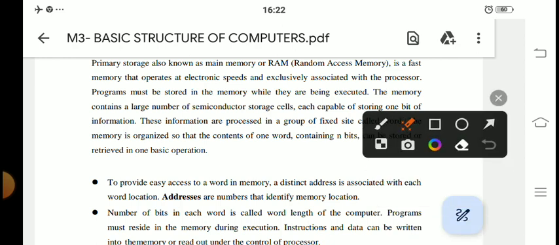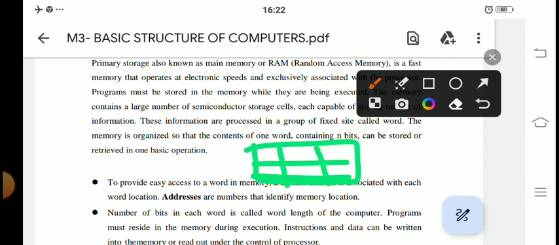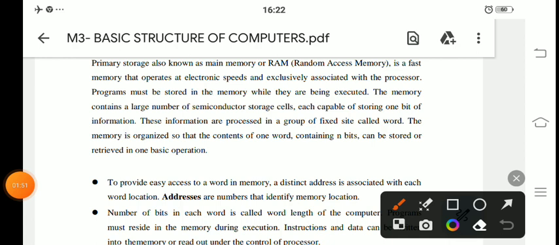Next we will take the concept of address. Addresses are the numbers which are given to the memory locations to identify them. Let us consider this is our memory block. To identify the first block, some number has been assigned to it. To identify the second block, some number is associated with it. Those numbers which represent the first block, second block, third block and so on in a memory are called an address. Why is it done? It is to give easy access to a word in a memory, to save or to retrieve any information from the memory.